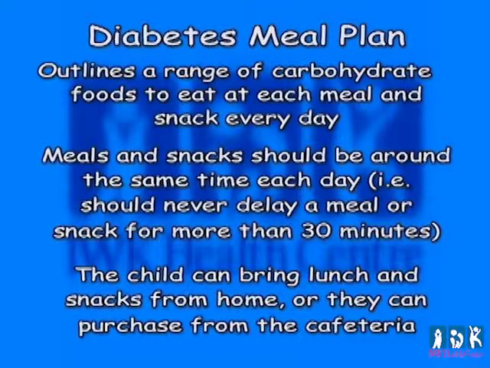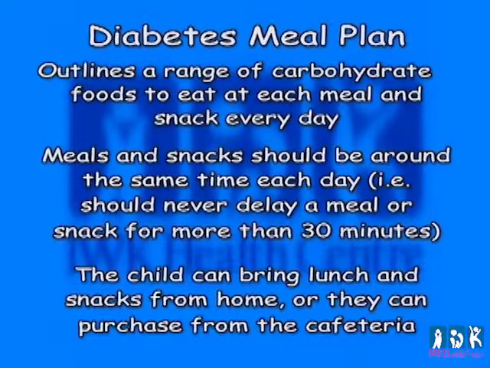Instead, a diabetes meal plan outlines a range of carbohydrate foods that the child should eat with each meal and snack every day. The range of carbohydrate food for each meal and snack is based on the child's appetite and their nutritional requirements. The diabetes meal plan does not specify exactly what foods should be eaten each day. Instead, it provides guidelines around the amount of carbohydrate food to eat at meals and snacks to match their usual insulin dose. When following a diabetes meal plan, it is important that meals and snacks are offered at approximately the same time each day.